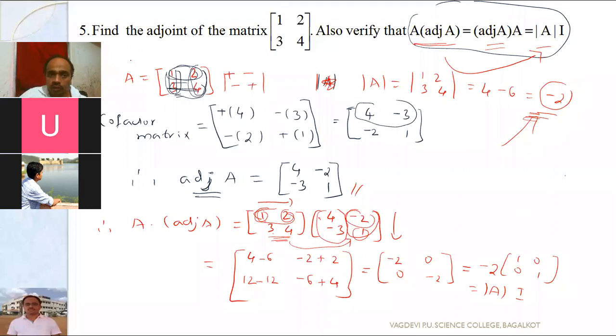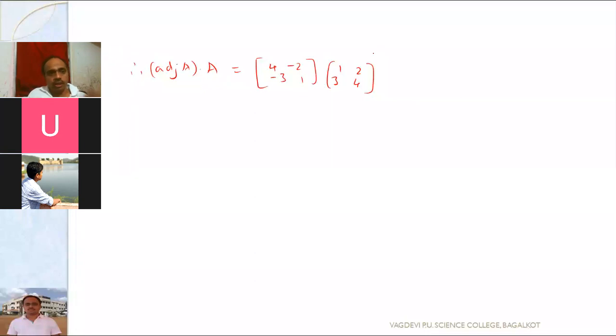A into adjoint A is over. Now adjoint A into A. What is the adjoint A I got? The matrix is 4, minus 2, minus 3, 1. This is the adjoint. And the given matrix is 1, 2, 3, 4. Adjoint A into A, please multiply this. A into adjoint A I got the answer, minus 2 into I. Now adjoint A into A, again you multiply row into column, please.